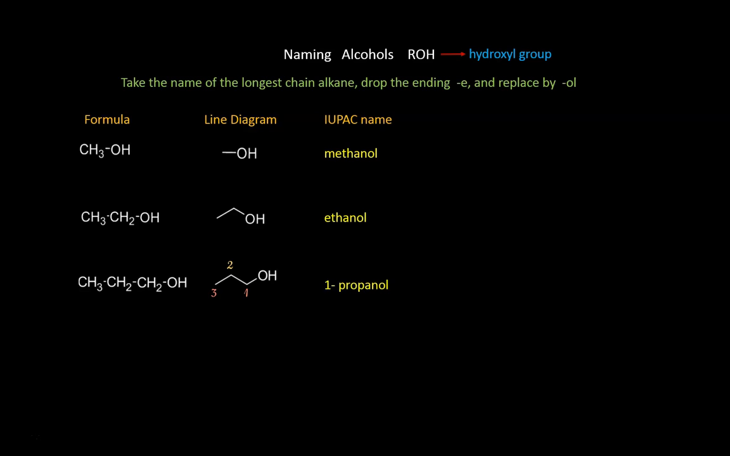Notice we have to add the 1 here to indicate the position of the hydroxyl group. It could also be, as in this case, on carbon 2. Here is a line diagram. This is called 2-propanol. Notice the V shape of those three carbons, which is the isopropyl group, allowing it to be called isopropanol. Both names are correct. Now let's look at some common names you need to know.